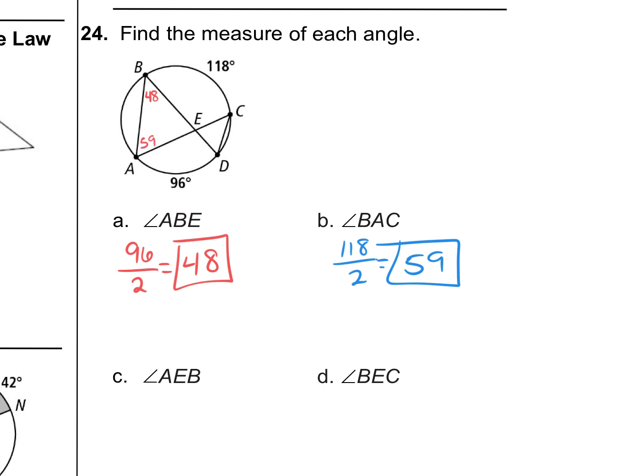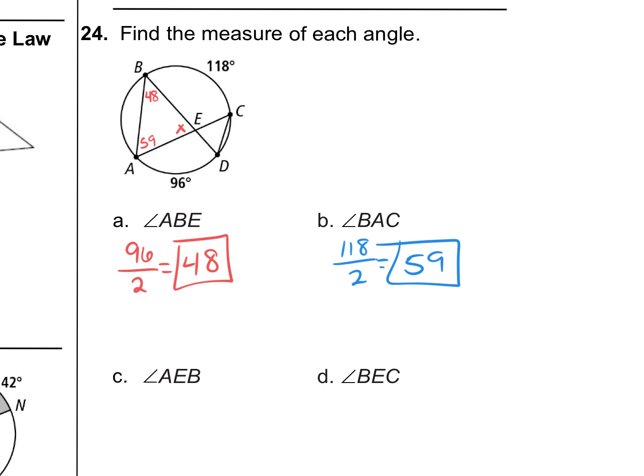Part C, it wants to know AEB. That's this angle right here. Now, is that a central or an inscribed angle? Trick question. Is it any of them? No, it's not right in the center, and if it's inscribed, where does it have to be? On the edge, right? It has to be on the edge of the circle. So it's neither.